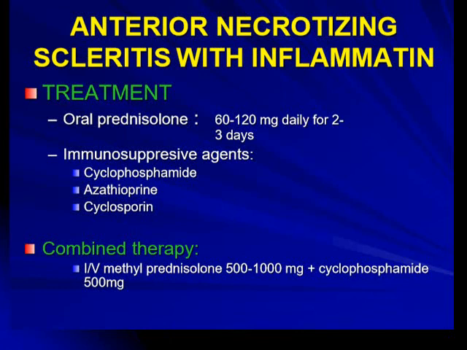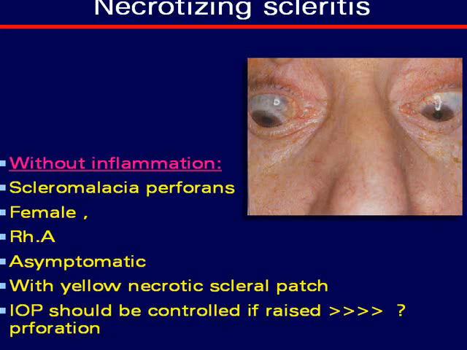The treatment is usually by oral steroids, and if severe enough, we will add cyclophosphamide, azathioprine, and cyclosporine, or combined therapy with IV methylprednisolone, according to the severity of the case. This is severe necrotizing scleritis with melting of the sclera.